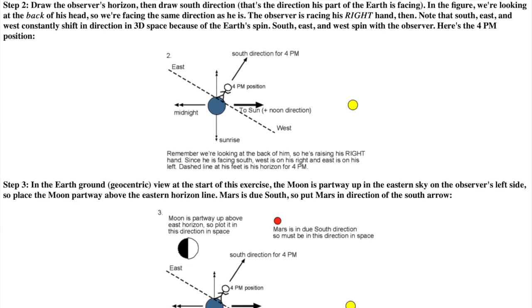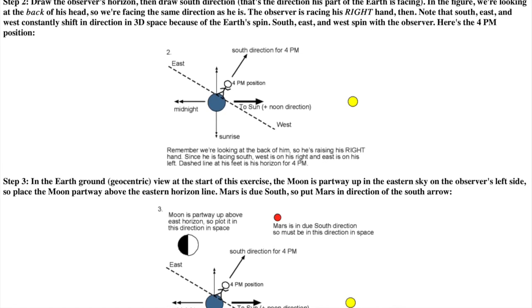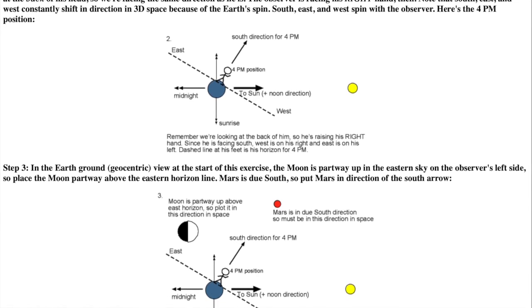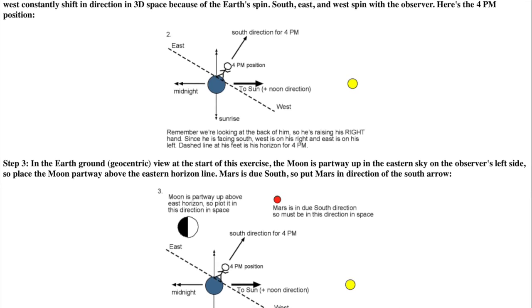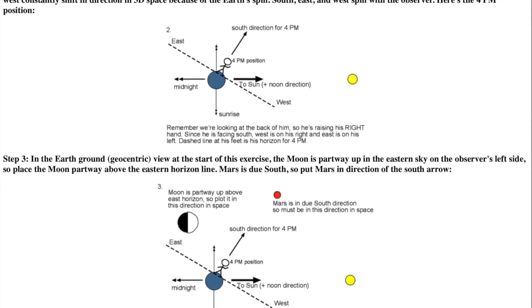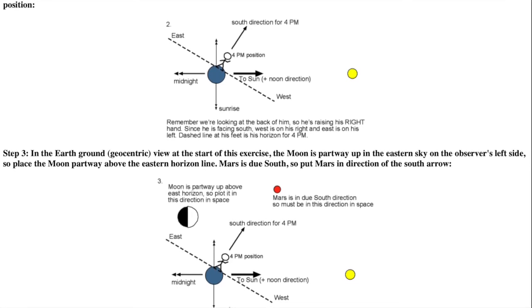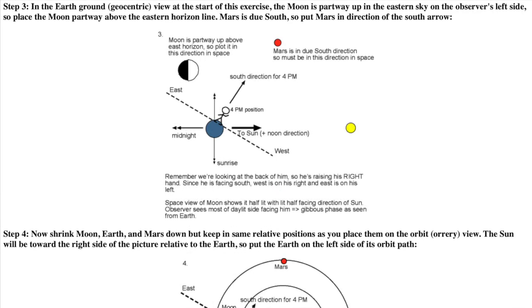Step 2. Draw the observer's horizon as a straight line that is perpendicular to the observer. The south direction is the direction the observer is facing toward the upper right in this picture. Again, the observer is raising her right hand, and west is on the person's right, and east is on the person's left.